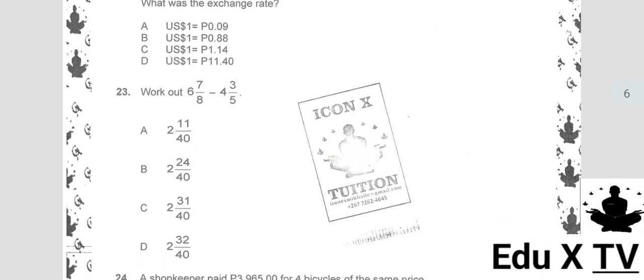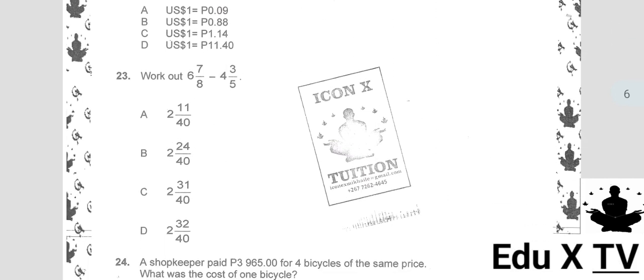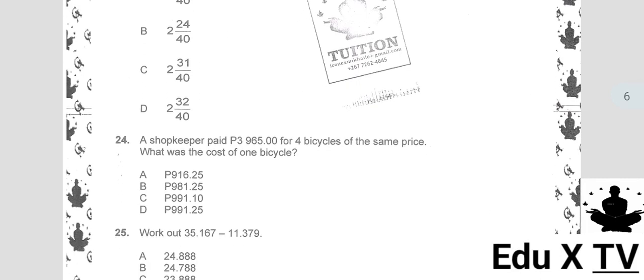Number 22. Kaone exchanged 2,000 US dollars for Botswana Pula. He received 22,800 Pula from the exchange. What was the exchange rate? The answer is D. Number 23. Work out 6 whole 7 over 8 minus 4 whole 3 over 5. The answer is A.